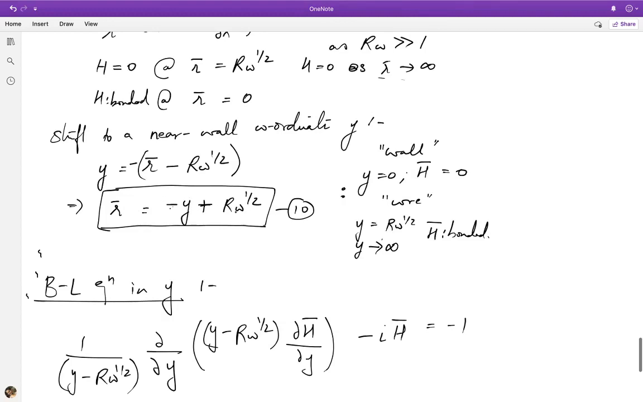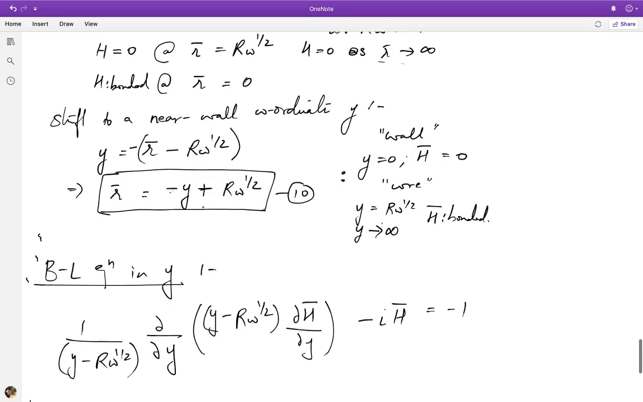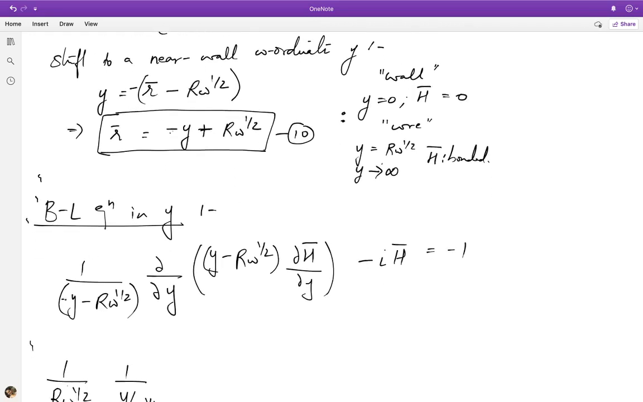For a fixed Rw, when y is plus Rw to the half, this becomes 0. Whereas in my earlier definition, if y was 0, I'll get r bar is equal to minus Rw to the half, which is not the correct value because the r bar coordinate is always positive. You could see it here as well. So I just made a mistake in the sign, but everything else I've written follows. So I just have to have a change in my signs here.